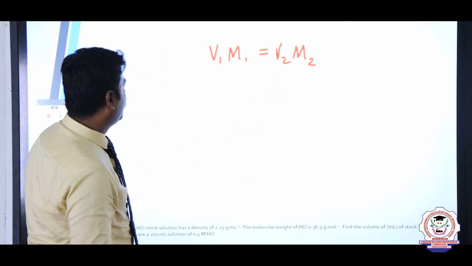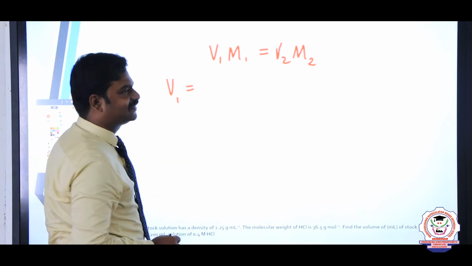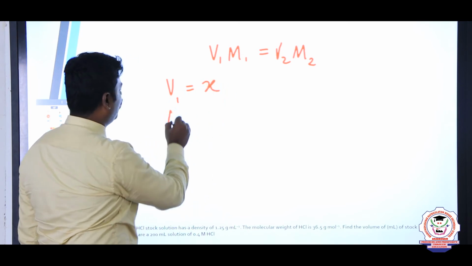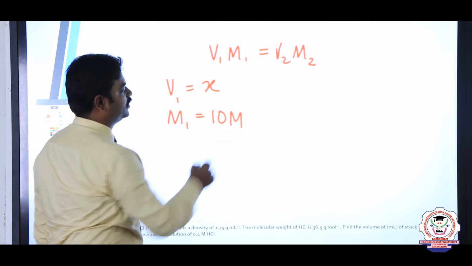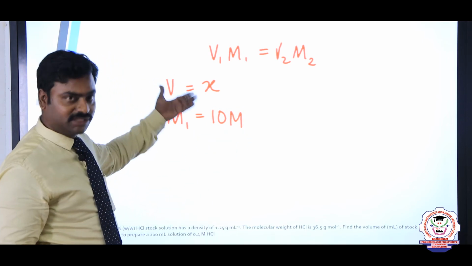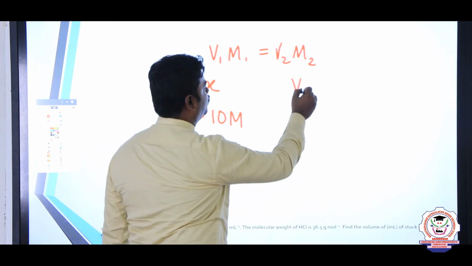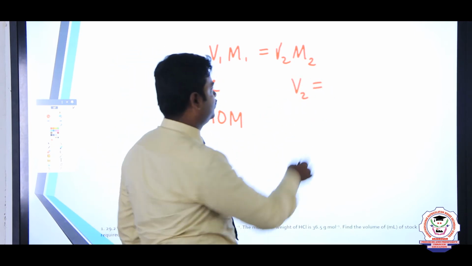So now consider V1 as the unknown X. M1 is equal to 10 molar. So we don't know the volume, we have to find out the volume required. Okay, and what about V2? V2, they have given their requirement is 200 ml.